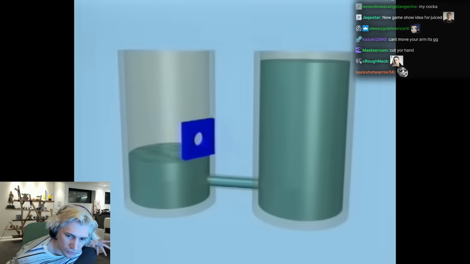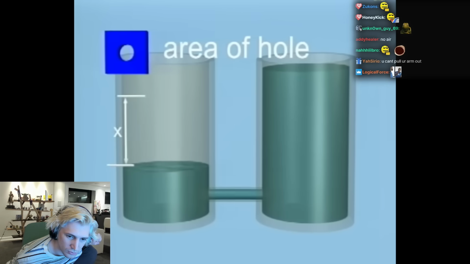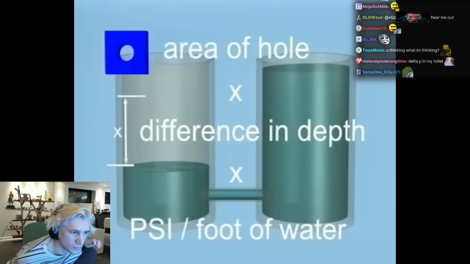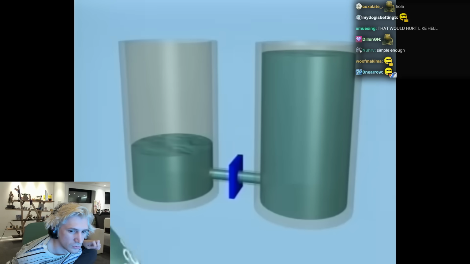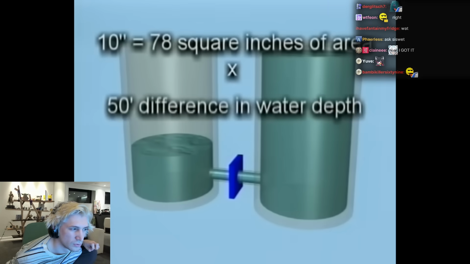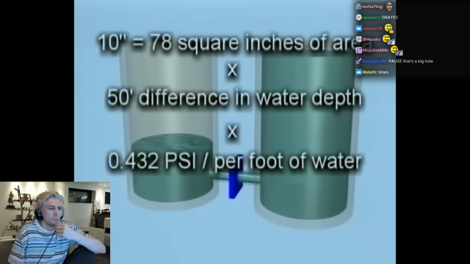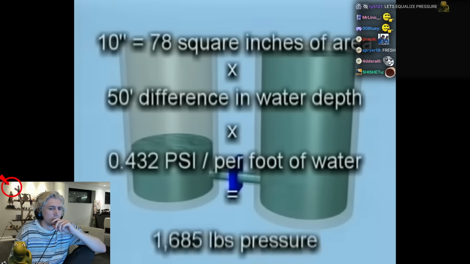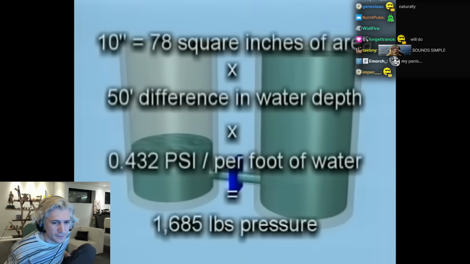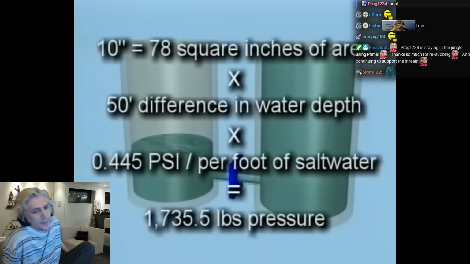At a particular depth, the force is the area of the hole multiplied by the difference in water depth multiplied by the psi per foot of water depth. Or, in the situation just described, the 10-inch hole equals 78 square inches times 50 feet of water depth times 0.432 psi per foot of freshwater depth equals 1,685 pounds of water pressure. If you are diving in salt water, be sure to use 0.445 psi in your formula instead.